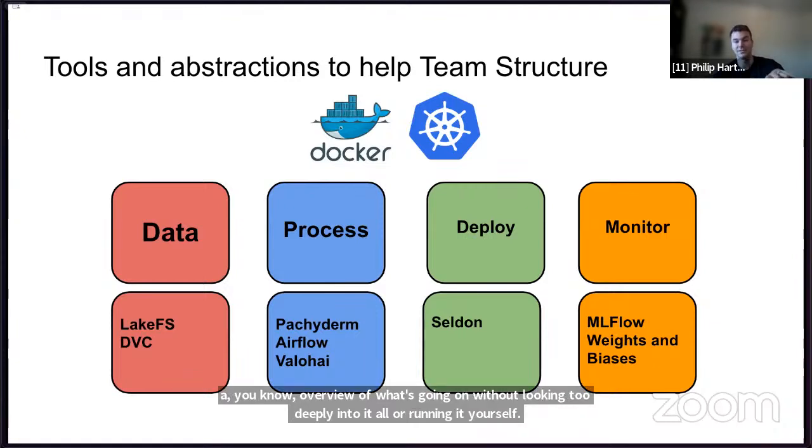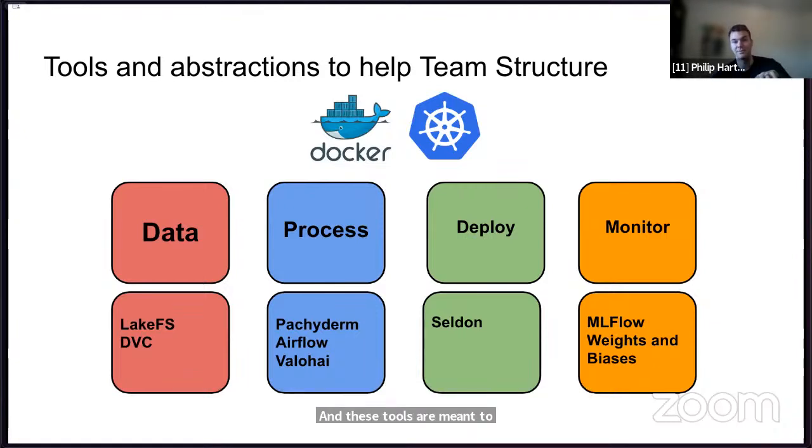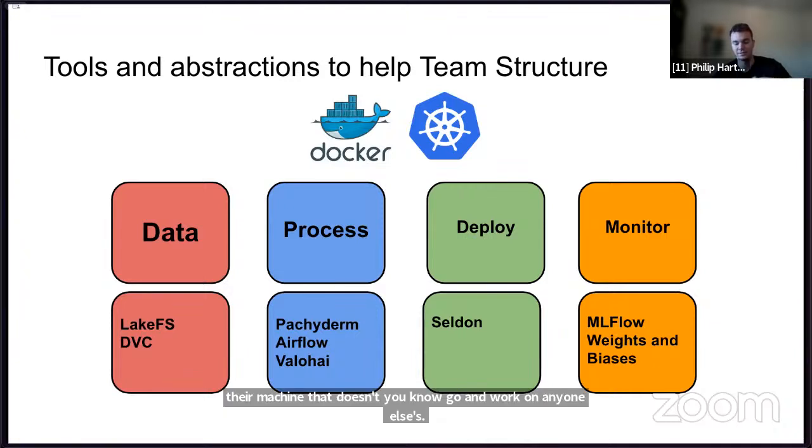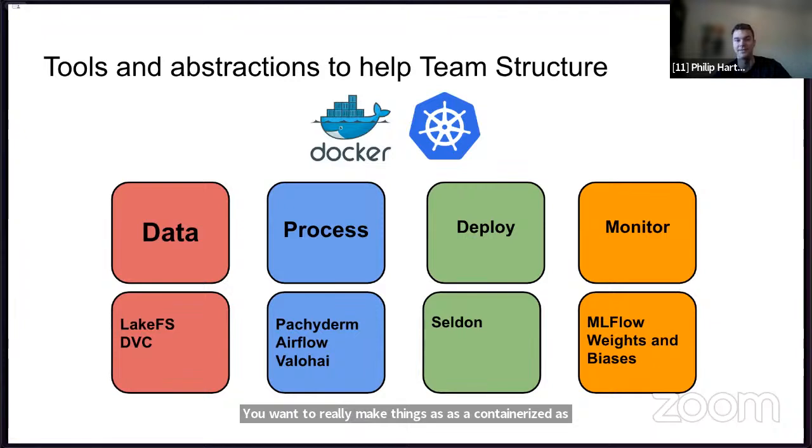And these tools are meant to abstract layers like, again, Docker and Kubernetes, which you kind of need because you don't want someone writing something on their machine that doesn't work on anyone else's. You want to make things as containerized as possible so they can run wherever they need to run, without the cost of having every single person know the ins and outs of each of these programs. So these tools are all trying to abstract that and make it easier for people to be a bit more end to end and leverage things without the startup costs of learning it all.